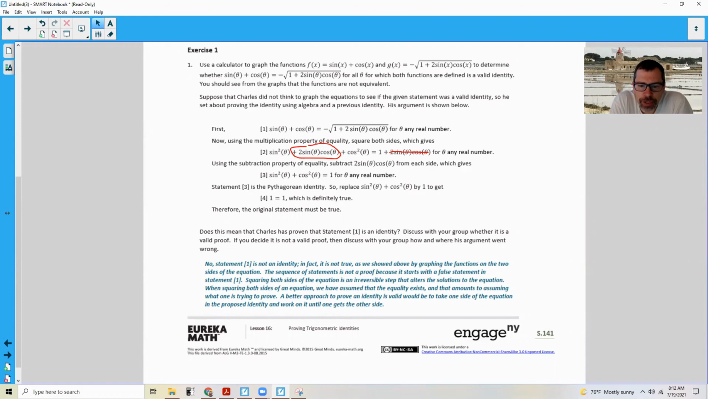Squaring both sides of the equation is an irreversible step that alters the solutions to the equation. When squaring both sides of an equation, we have assumed that the equality exists, and that amounts to assuming what one is trying to prove.